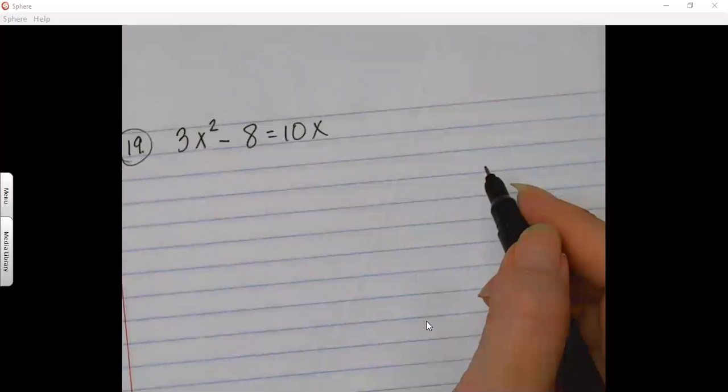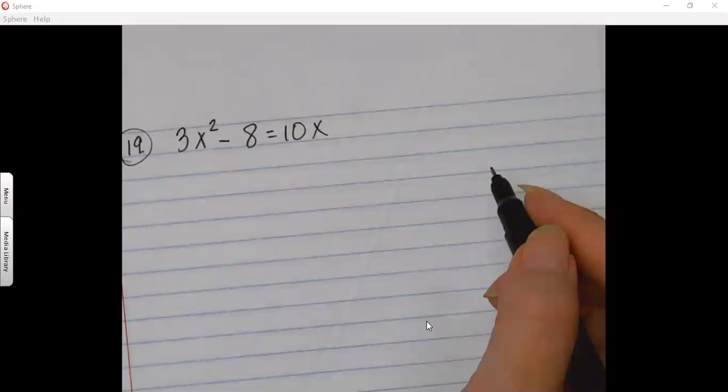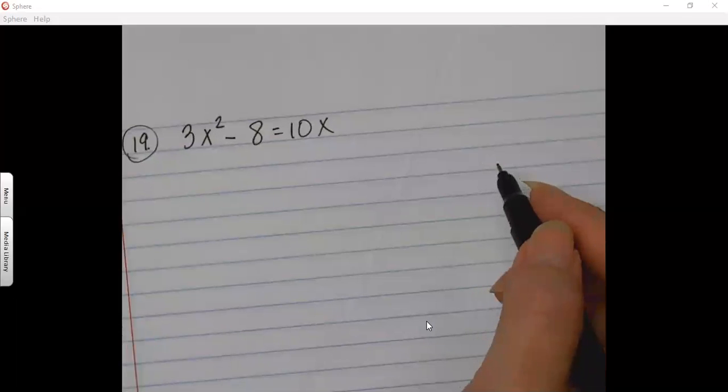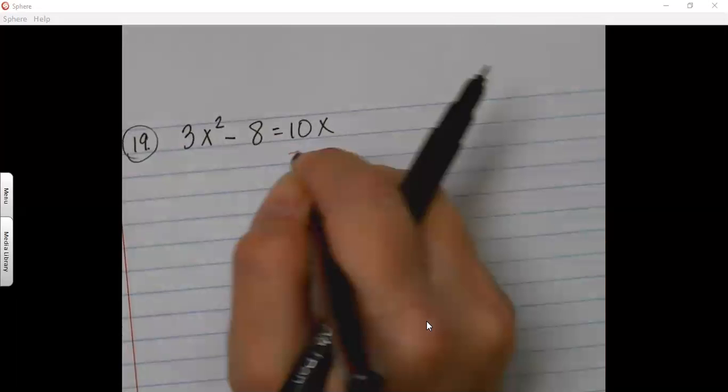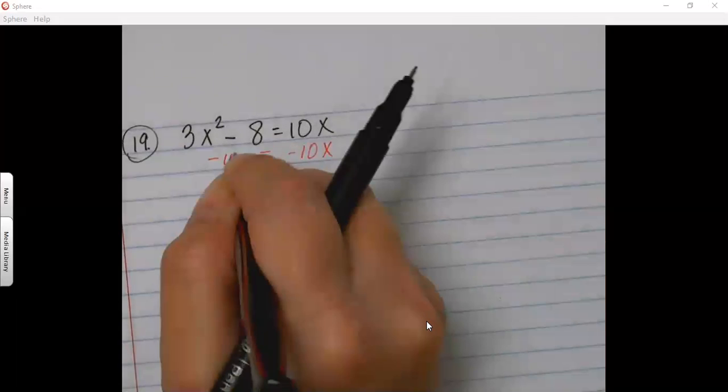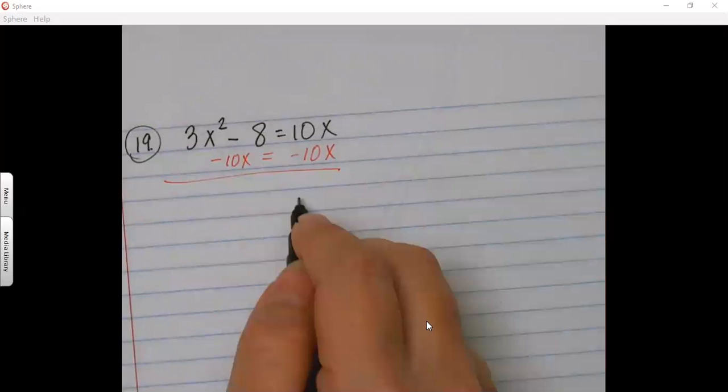So we're still solving using the quadratic formula. 19. So when we're using a quadratic formula, just like factoring, we have to get it set equal to 0 and in standard form. So what would I do to get it set equal to 0? Subtract the 10x. So on the right side, 10x minus 10x is 0.